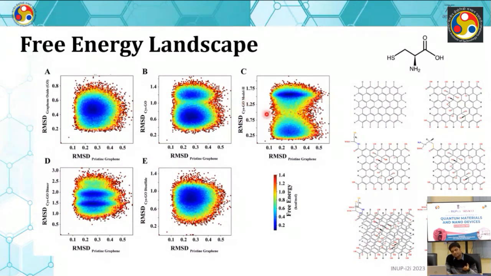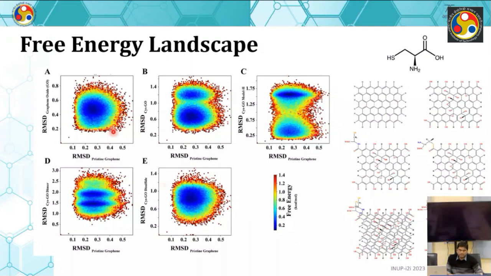On the other hand, when the sulfur is attached to the graphene oxide itself, the degree of separation between the two conformations is quite high. And again, when we have the two conformations stacked on top of each other, we see two different conformations, but the separation is not so good. But in the case of the disulfide, again it is giving the same kind of conformation, which is similar to that of the pristine one.